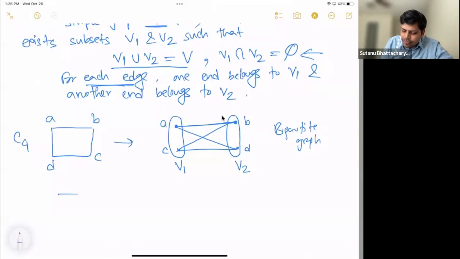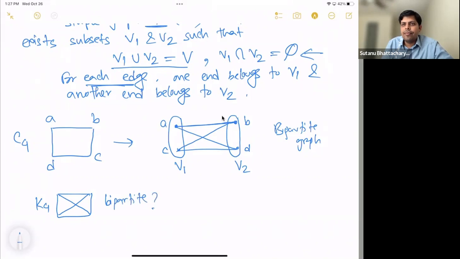Okay, let's see another one. This is a complete graph, K4. Is it possible that K4 is bipartite? The answer is no, it's not possible, because there is an edge between every two vertices. So there is an edge between A and C, there is an edge between B and D. So you cannot divide the vertices into two parts such that within V1 there is no edge. But in this case, there will always be an edge between every pair of vertices. So K4 is not bipartite.